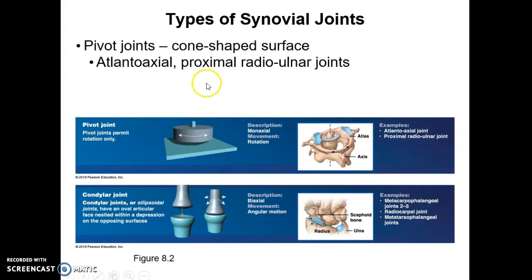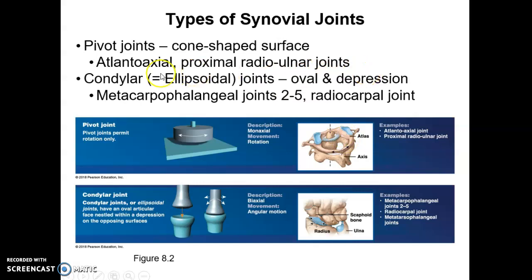Pivot joint, cone-shaped surfaces of some sort. The atlantoaxial joint. Remember, the atlas rotates about the axis at the dens. Also the proximal radial ulnar joint. Remember pronation and supination, because the head of the radius is in contact with the capitulum on the humerus, allowing that type of pivot joint there for supination and pronation.